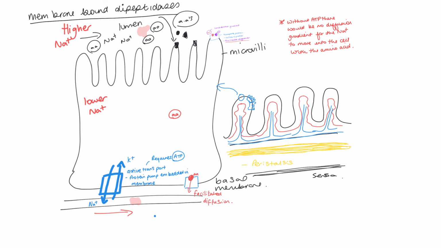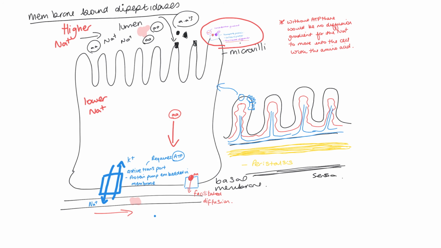There are carrier proteins embedded in the membrane on the lumen side for co-transport via facilitated diffusion, and then there is the sodium-potassium pump on the basal side, and then there are carrier proteins for facilitated diffusion of the amino acids. The amino acids obviously just diffuse via simple diffusion through the cytoplasm of the epithelial cell.